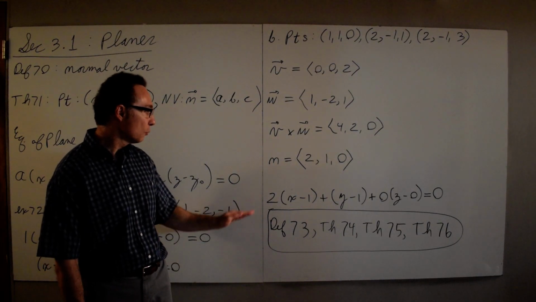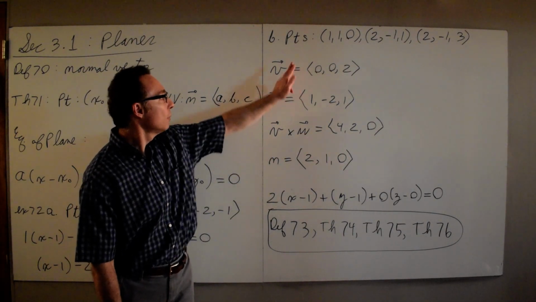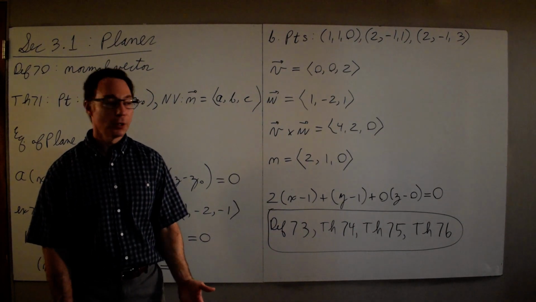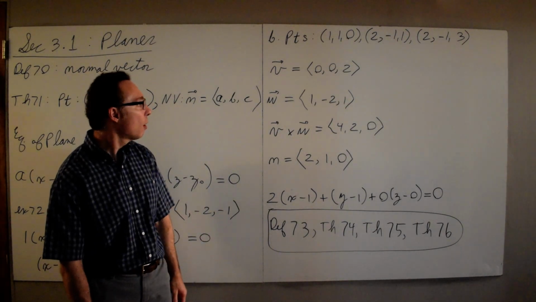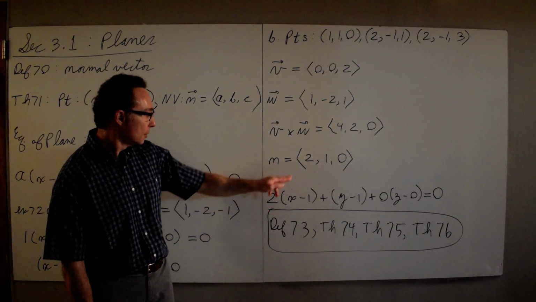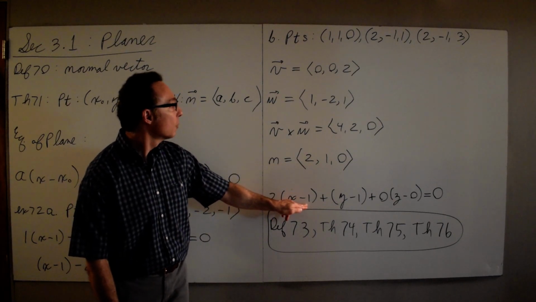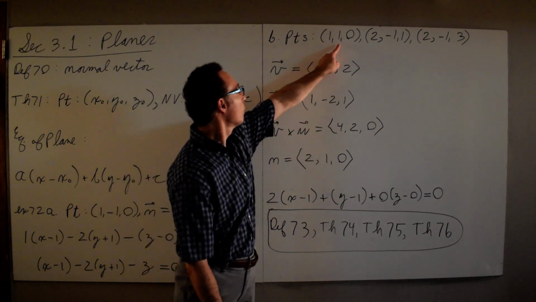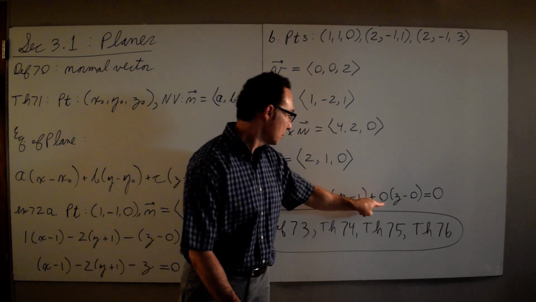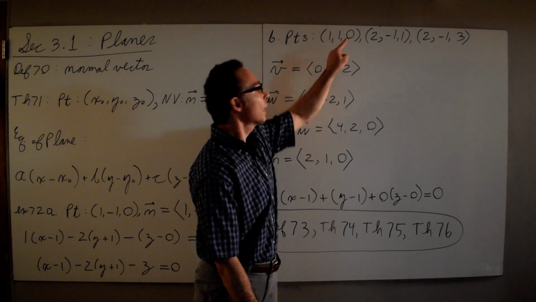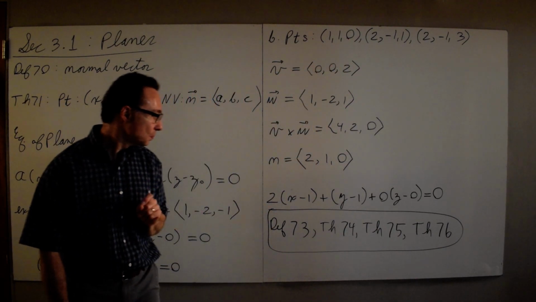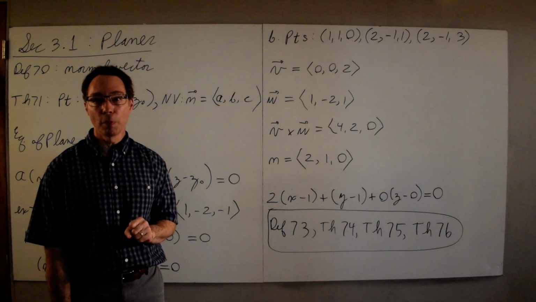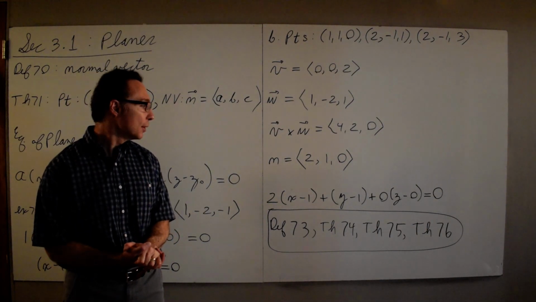So now we just use our formula. We have a vector and we have a point. We have 3 points. Pick whichever one you want. I picked the first one. So we have 2 multiplied with x minus 1, plus 1 multiplied with y minus 1, plus 0 multiplied with z minus 0. And simplify this a little bit if you want to, but that's not necessary.